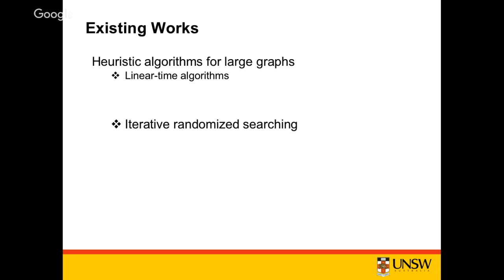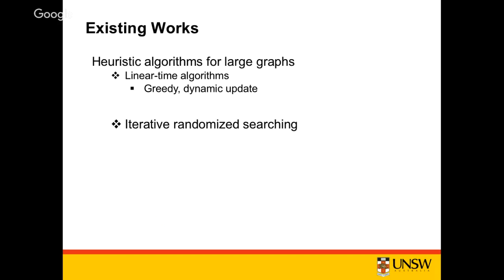There are 2 lines of research. The first is the linear time algorithm, which is very simple. First is the greedy algorithm, and the second is the dynamic update. The general idea is the same. Each time we pick the vertex with the smallest degree, add this vertex into the independent set, and remove all its neighbors from the graph.